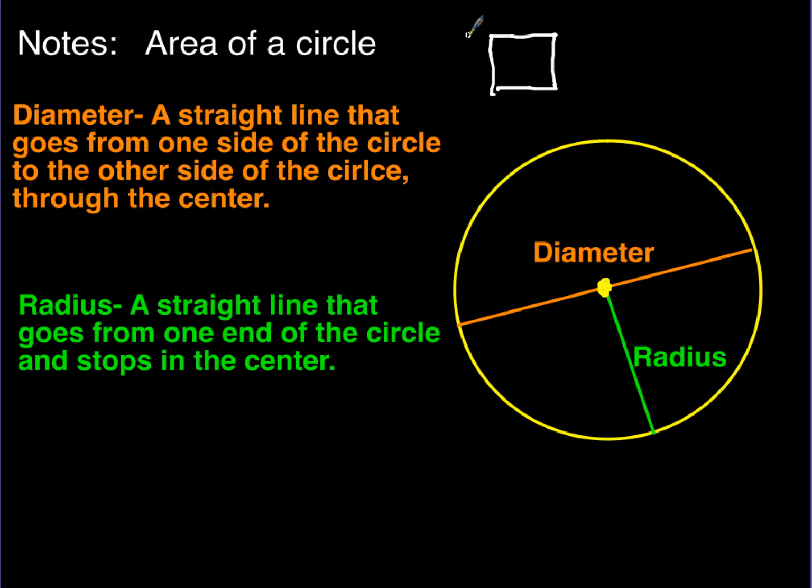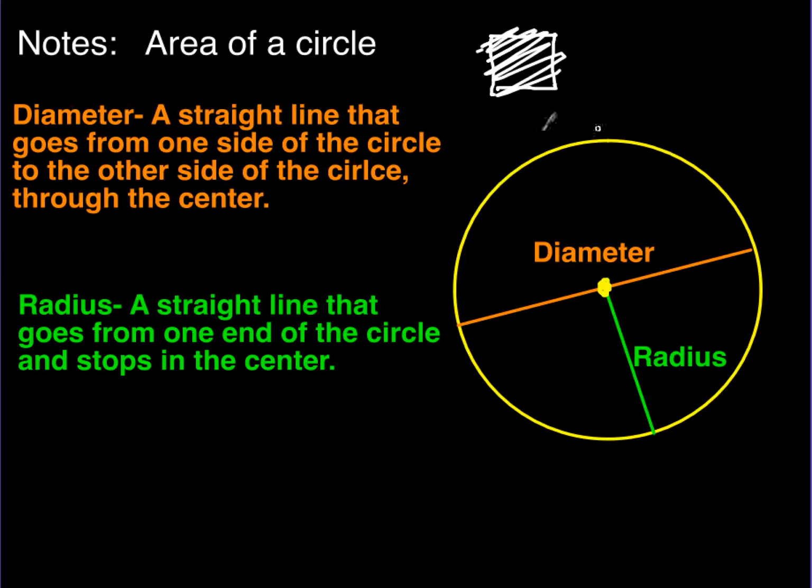So, area of a circle, that's what we're trying to figure out: how much space is within the circle, how much space does it take up. Okay, so it includes all the space inside that shape. So, for area of a circle, there are a few vocabulary terms that we need to know. Some of this may be reviewed, some of it may not be.